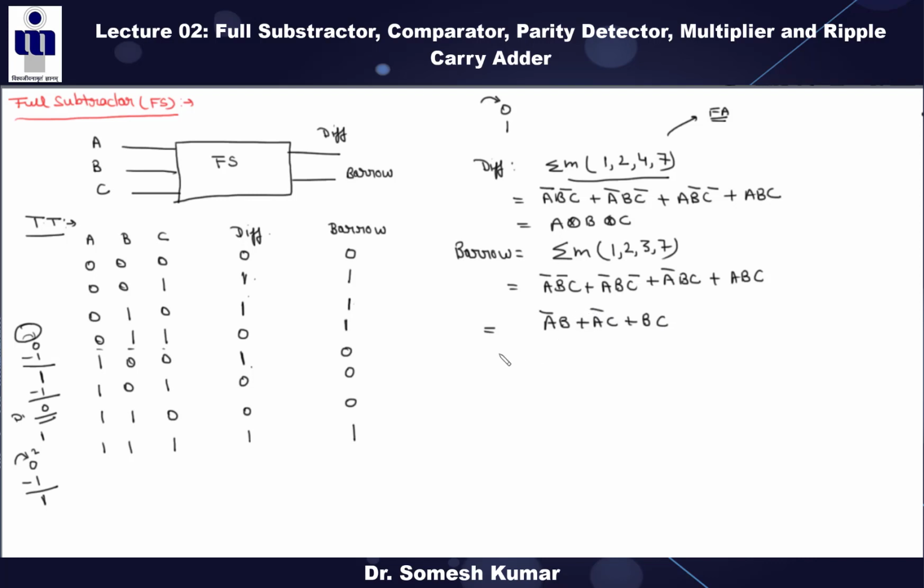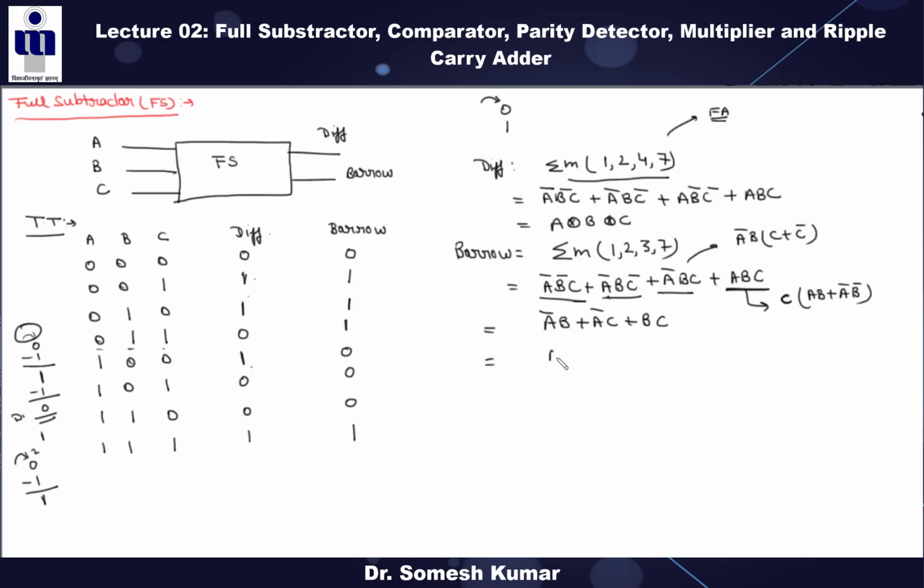Also, similar to our full adder, if we take C common from here, and take A bar B common from these two terms, then it becomes C plus C bar. And if we take C common from here, then inside it is AB plus A bar B bar. So what is the overall expression?